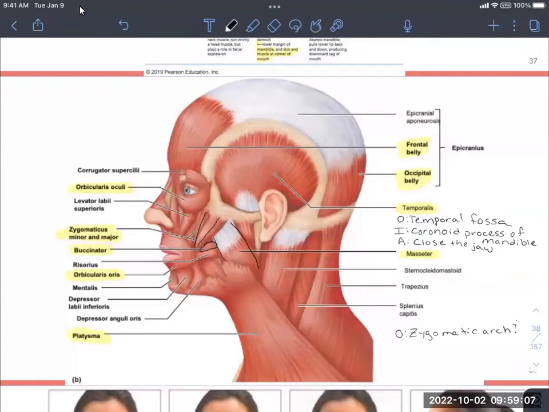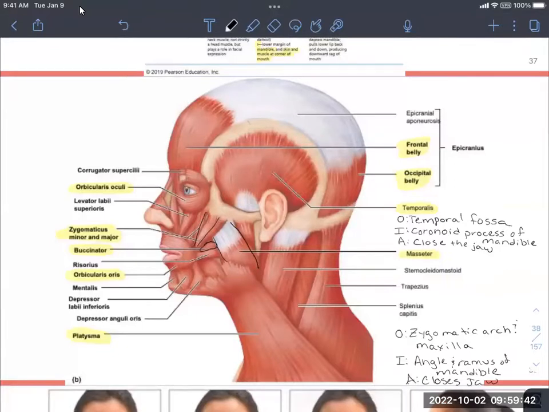And maxilla. It inserts at the angle and ramus of the mandible. And its action is it closes the jaw. These are all the muscles of the head and neck you need to know.